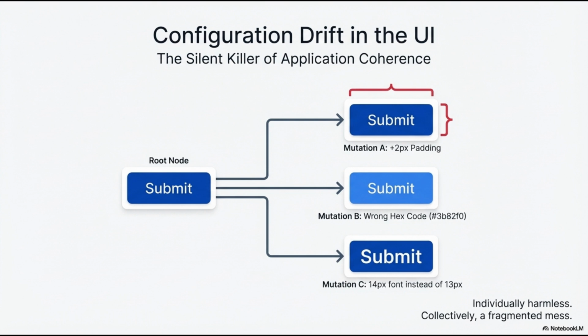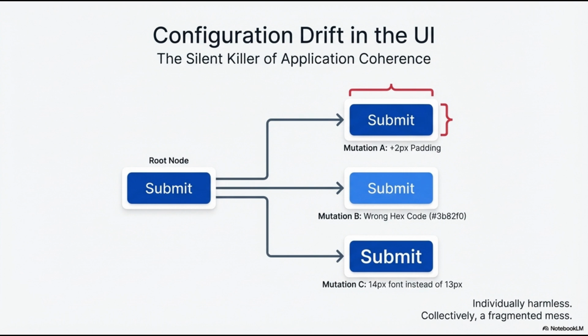But then, a few days later, another developer needs a blue background for an alert notification. Okay. They grab a color picker tool, and they select a slightly different shade of blue than your company's actual brand standard. I see where this is going. And then a third developer builds a nested settings menu, and they decide to use a 14-pixel label instead of the 13-pixel label used everywhere else.